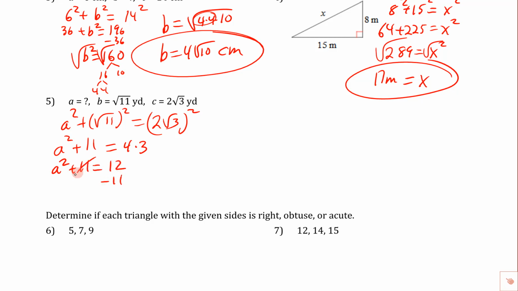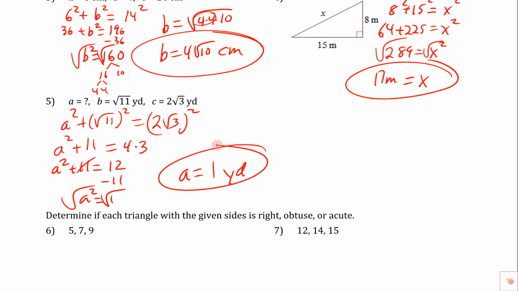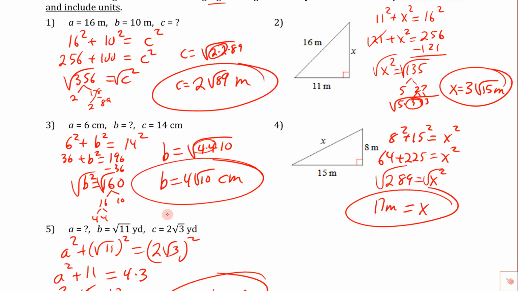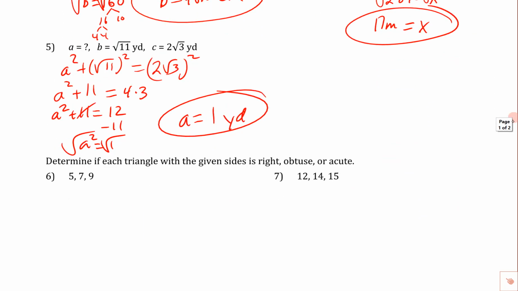Oh, look how cool this is. We get a squared equals 1, and take the square root of both sides. We're going to write down a equals 1 yard. Okay, that's all it is. Now, a whole bunch of work there, keeping track of all those numbers, making sure they work out nicely, and then simplifying the radicals and keeping them in exact form.